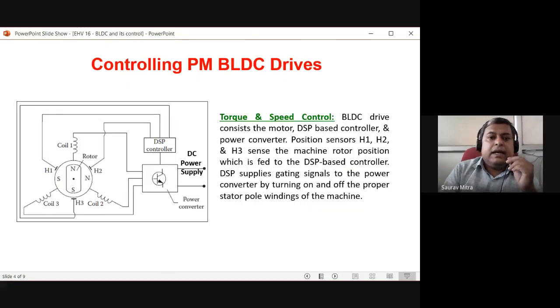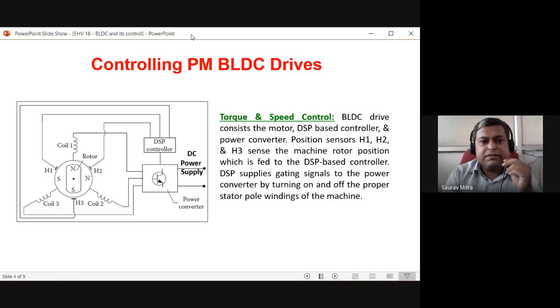This is actually the controlling of a PM BLDC motor. So the question I'll ask is: how does a PM BLDC motor work? Just now I asked you to write it down from that book, and there you can draw that diagram of the stator and rotor. With that, this is a complete diagram of torque and speed control, or actually the running of a BLDC drive. We will see two more block diagrams where we will find torque control separately and speed control separately, but here this is the running setup of a BLDC motor.